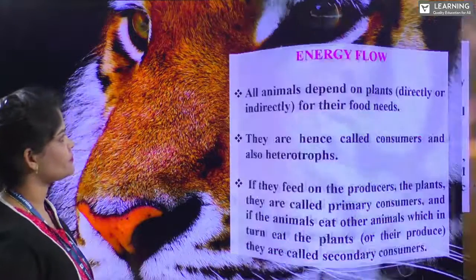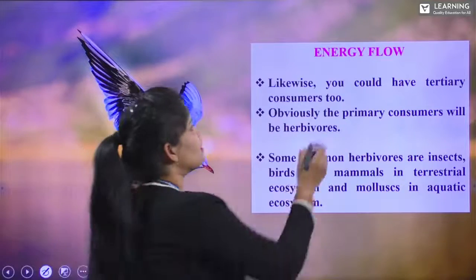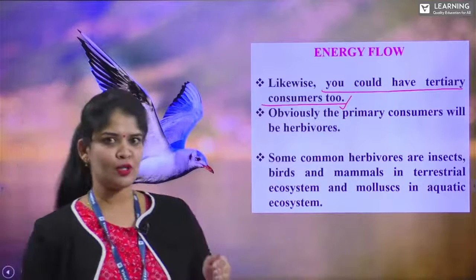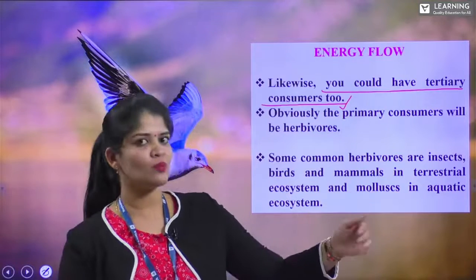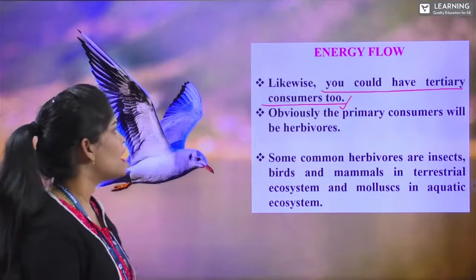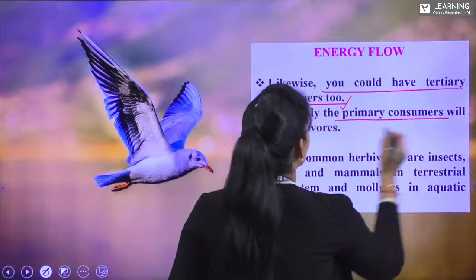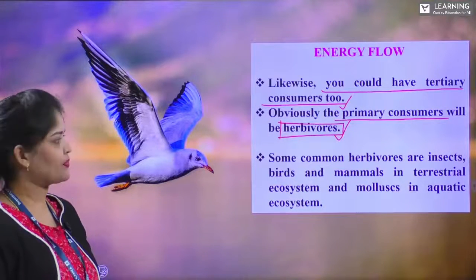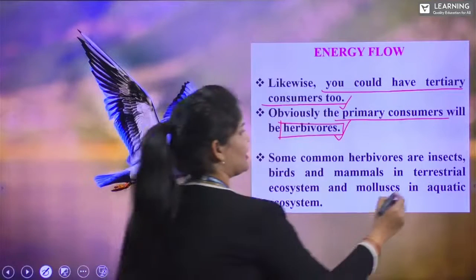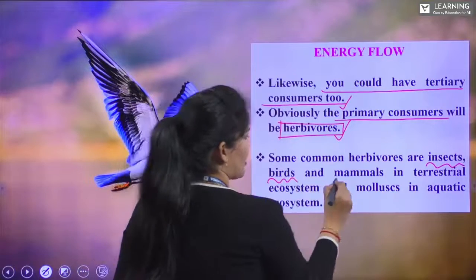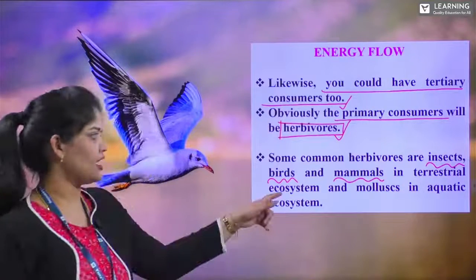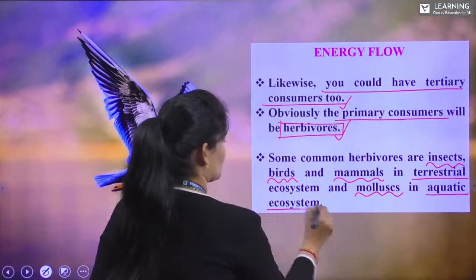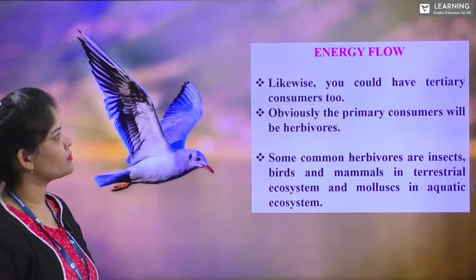Now, there could be tertiary consumers too. Therefore, producers, primary consumers, secondary consumers, tertiary consumers, and so on. Obviously, the primary consumers will be herbivores, which feed on the plant system. Some common herbivores are insects, birds, and mammals in the terrestrial ecosystem, and arthropods and molluscs in the aquatic ecosystem. These are all herbivores.